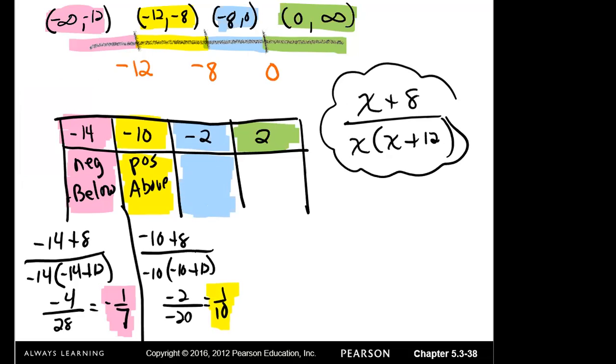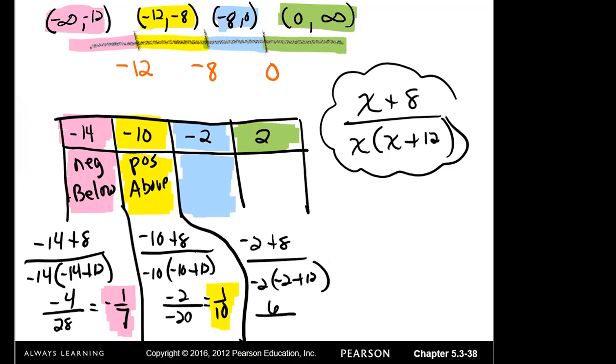Okay, the next one is going to be -2 plus 8 over -2 times -2 plus 12. -2 plus 8 is 6. -2 plus 12 is 10 times -2. 10 times -2 is -20, and that reduces down. I don't even have to reduce it down. I just need to know whether it's positive or negative. But since I'm an obsessed math teacher, I would cut that in half. That'd be -3/10. That is the y-coordinate, which is a negative value. So I'm back below the x-axis.